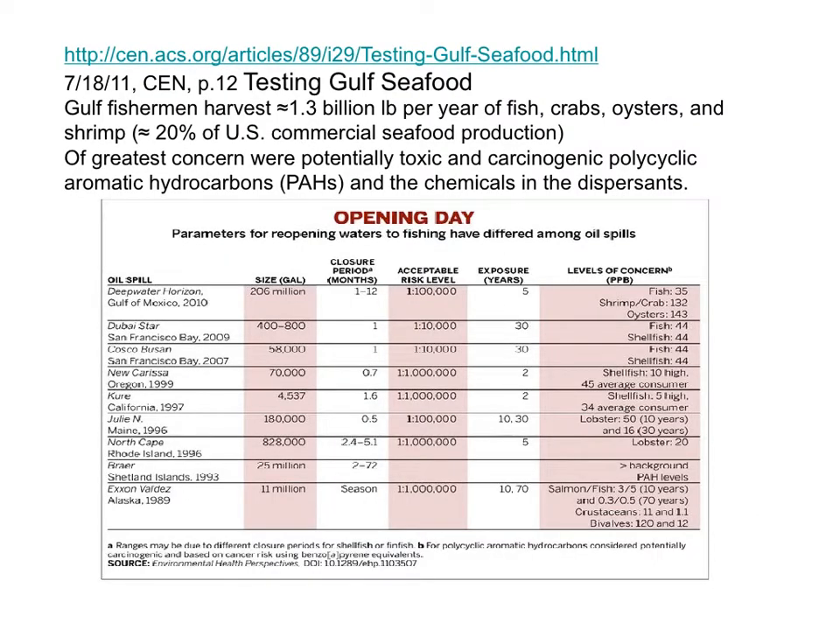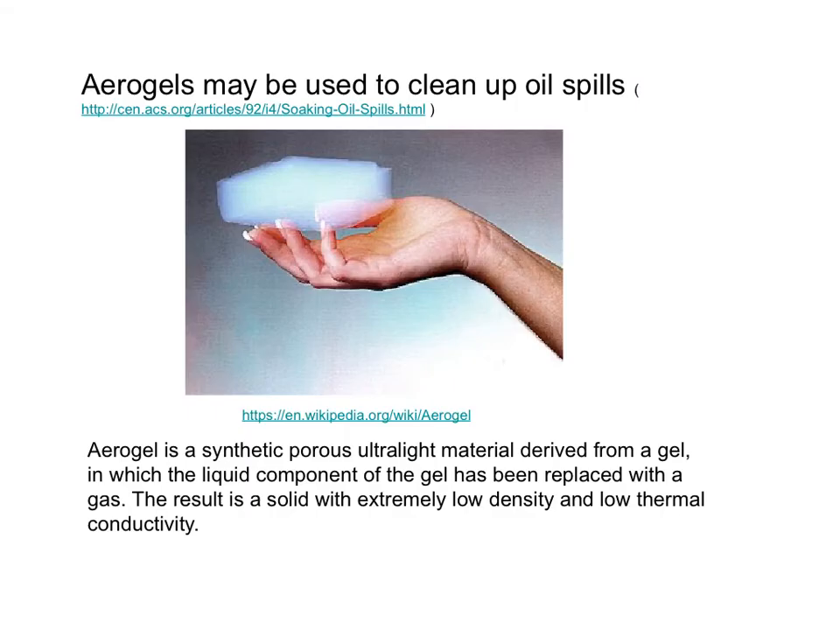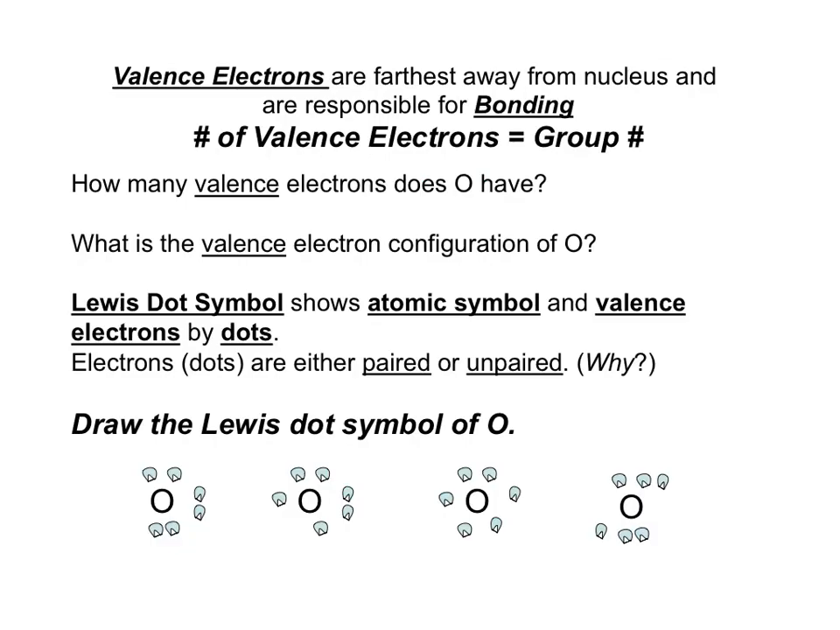Another effect of the oil spill was on seafood. Scientists are developing new ways to clean up oil spills. Aerogels may be used in the future. Valence electrons are responsible for bonding, which tells about structure, shape, properties, and chemical forces.